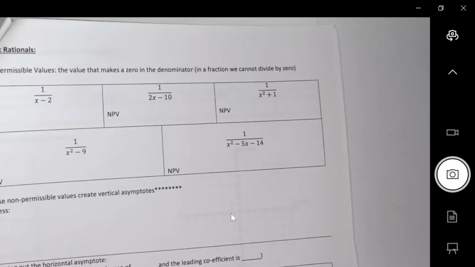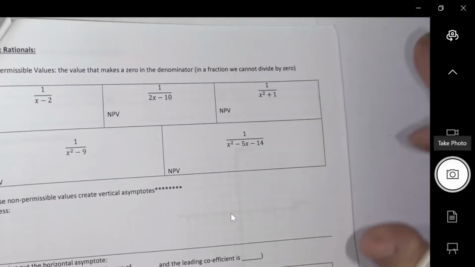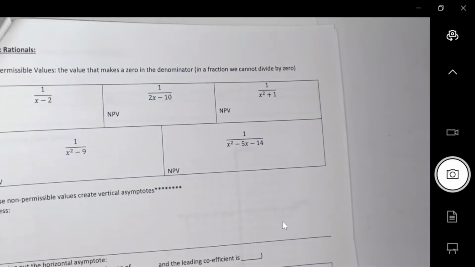Okay, the last topic is rational functions. So this unit is two big parts. Radicals, we're done with that. Okay, everyone's good? Radicals and now rationals. Two completely different things.